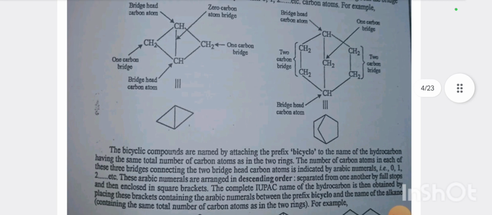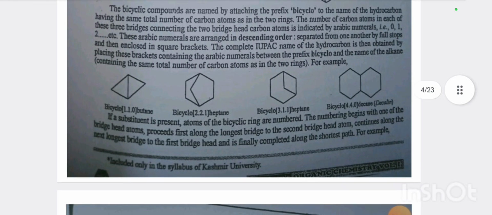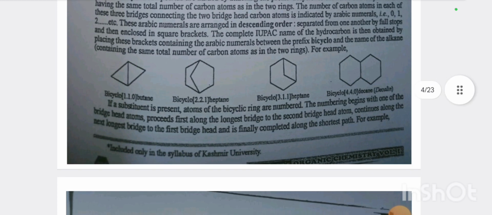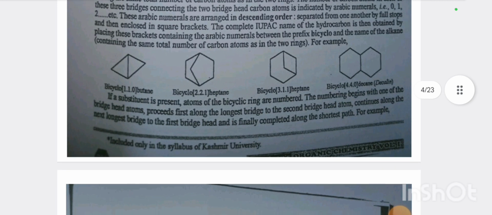The bridge may contain 0, 1, 2, 3, etc. carbon atoms. The bicyclic compounds are named by attaching the prefix bicyclo to the name of the hydrocarbon having the same total number of carbon atoms as in the two rings. The number of carbon atoms in each of these three bridges connecting the two bridgehead carbon atoms is indicated by Arabic numerals 0, 1, 2, 3, etc. These Arabic numerals are arranged in descending order, separated from one another by full stops and then enclosed in square brackets. The complete IUPAC name of the hydrocarbon is then obtained by placing these brackets containing the Arabic numerals between the prefix bicyclo and the name of the alkane.